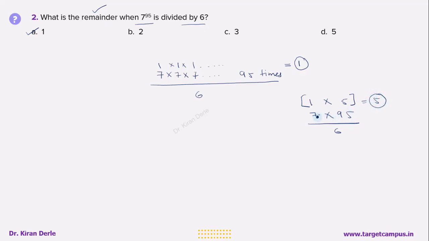This means if you multiply 7 into 95 and then divide by 6, still you will be getting the same 5 as the remainder, right? So this is what we have used here. I hope you understood this.